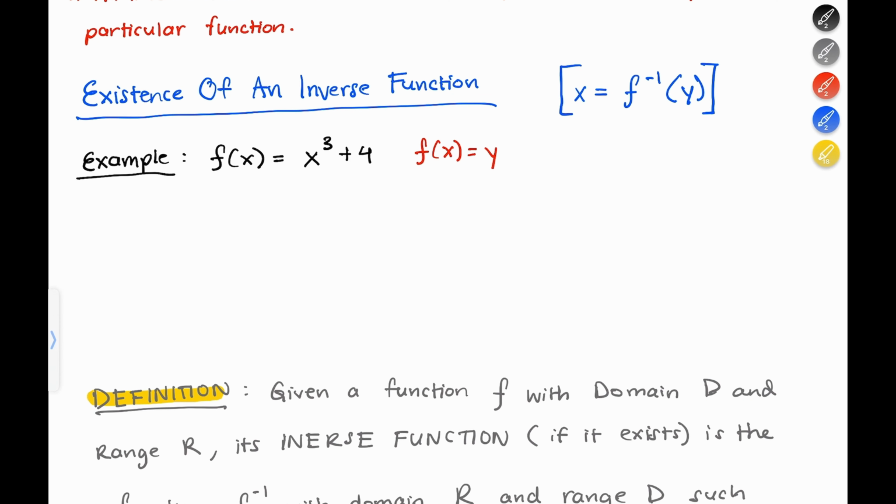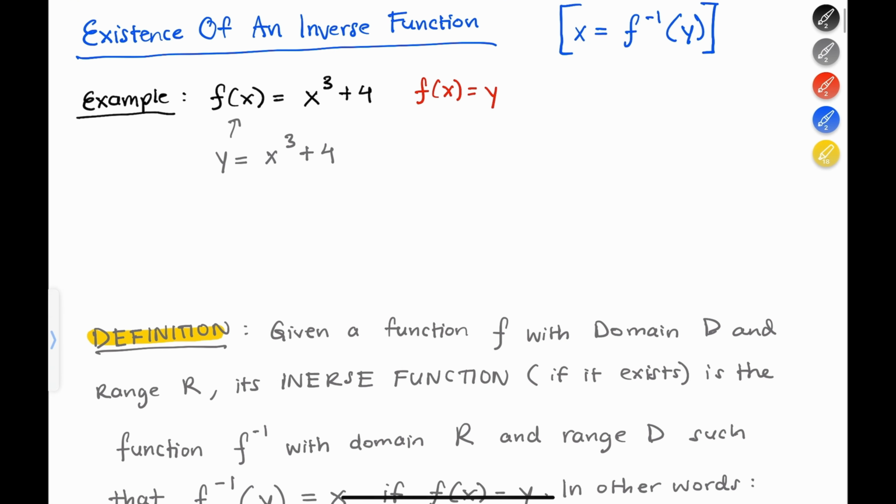Right here, this f of x would become y is equal to x to the power of 3 plus 4. But if we want to map our y values to x, then we would have to isolate x. Let's first start by subtracting 4 from both sides. We would get x cubed is equal to y minus 4. And finally, we have to take the cube root on both sides. These cancel out, so we're left with x is equal to the cube root of y minus 4.